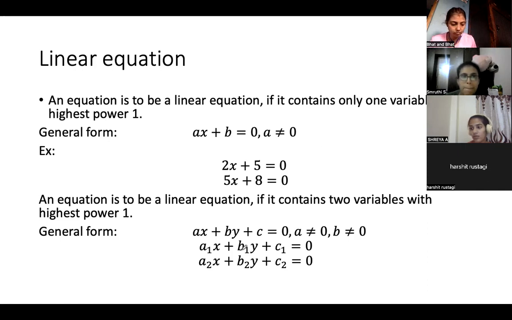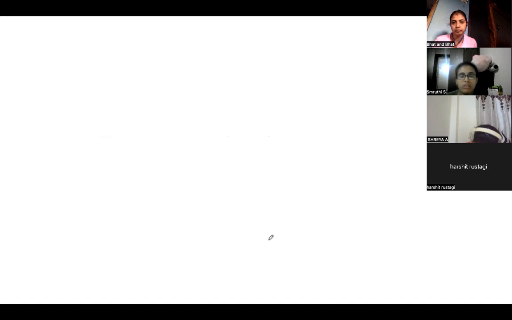Understood this much, right? Now, how to solve these two equations? This is a pair of linear equations with two variables, which we have seen. Now, how do we solve them? To solve them, we have these two equations.